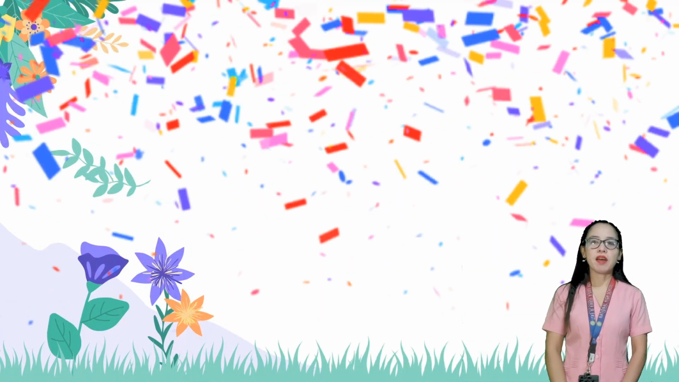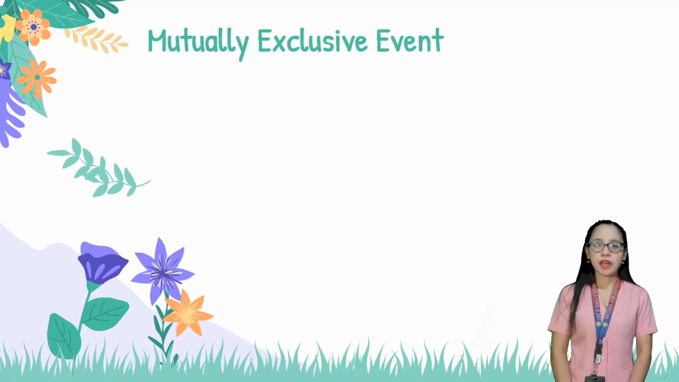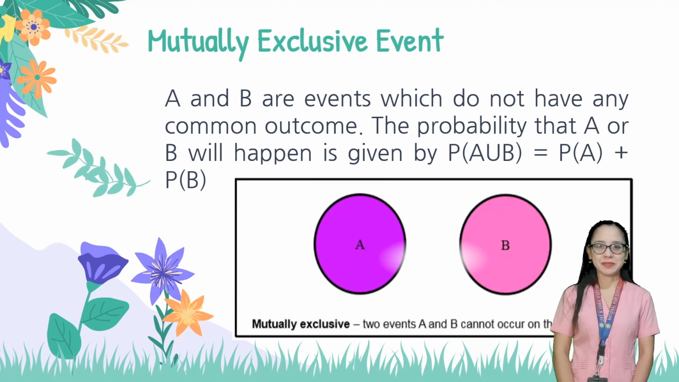Mutually exclusive event: if A and B are events which do not have any common outcome, the probability that A or B will happen is given by probability of A union B is equal to probability of A plus probability of B. In Venn diagram, this is how it looks like. Two events A and B cannot occur at the same time.